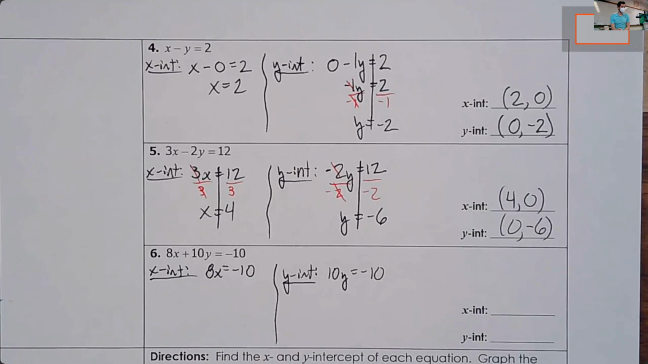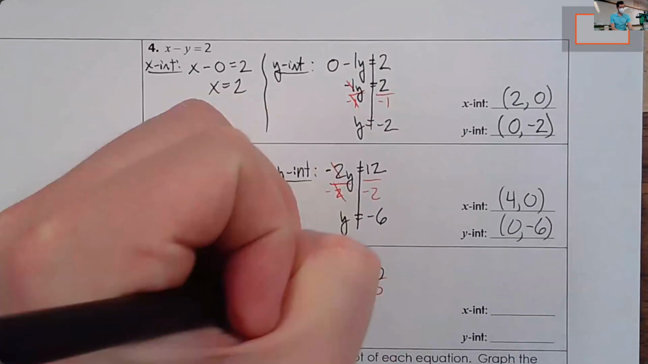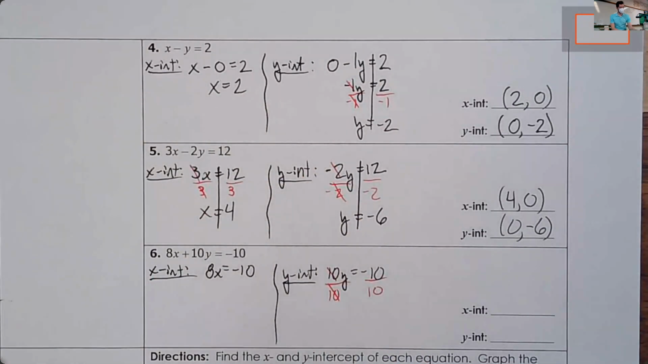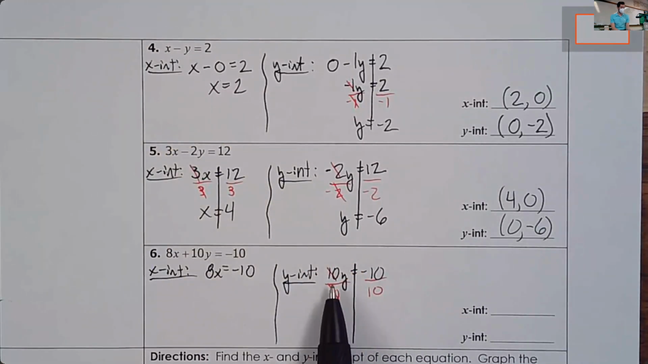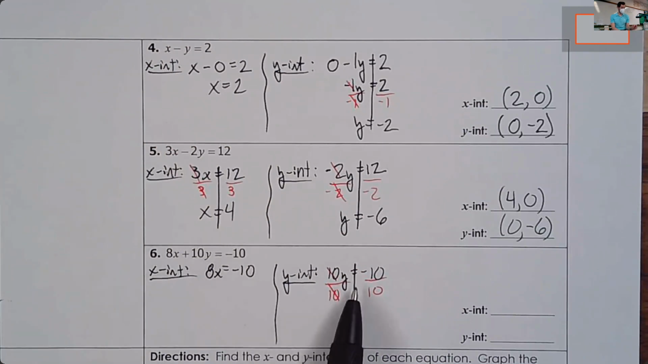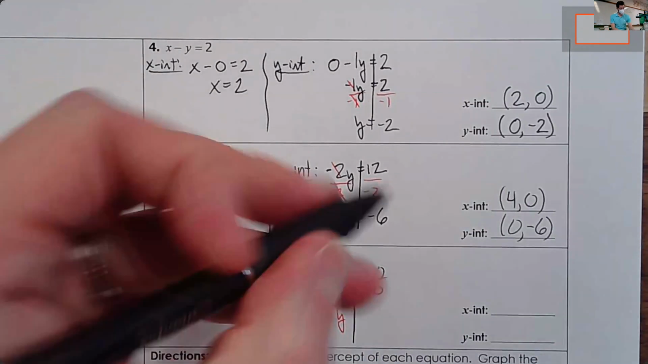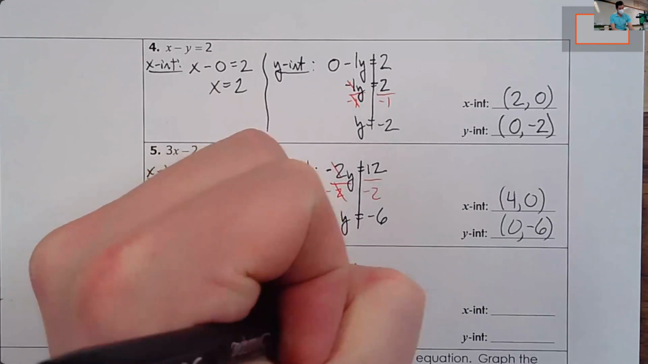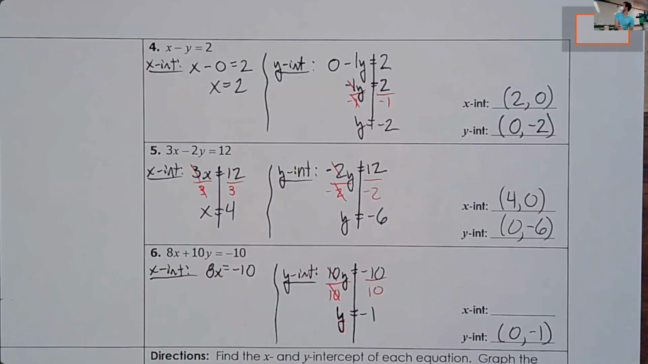Okay, let's start with the y-intercept. Does anybody have it? Positive or negative? Negative 1. Good. So for the y-intercept, your equation would be 10y equals negative 10, because we plug in 0 for x. So this 8 times 0 can just go away, and you're left with 10y. And then negative 10 divided by 10 is negative 1. So y equals negative 1. So (0, -1) is the y-intercept.